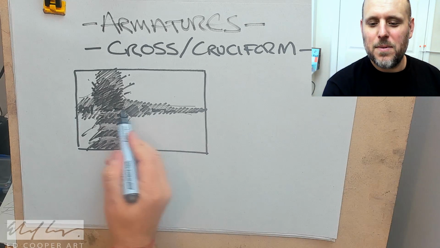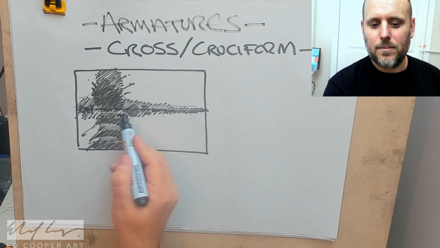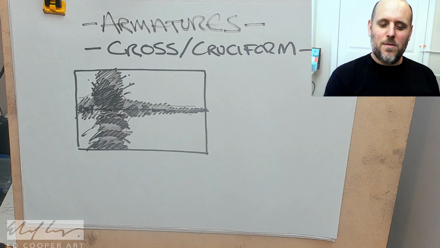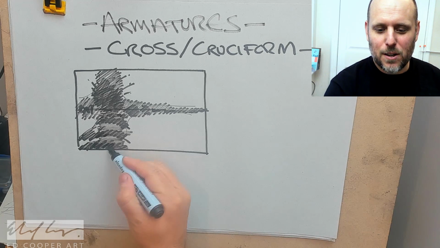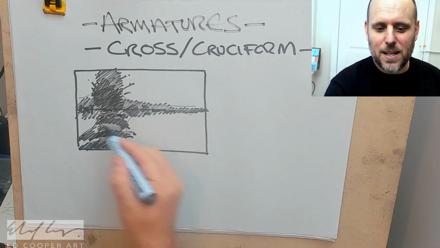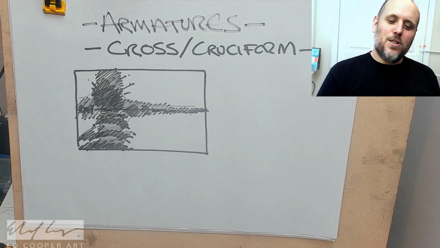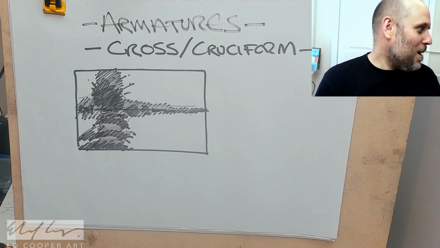So something like that. So obviously perhaps this might get a bit bigger to increase our sense of perspective, okay. So that would be one example of a cross composition.